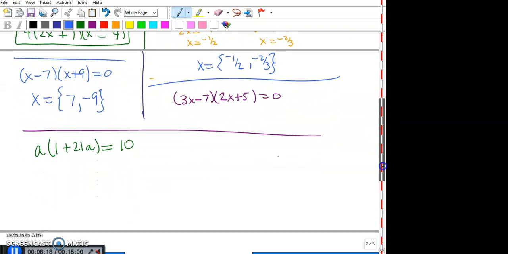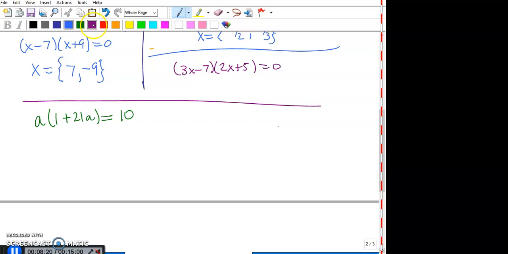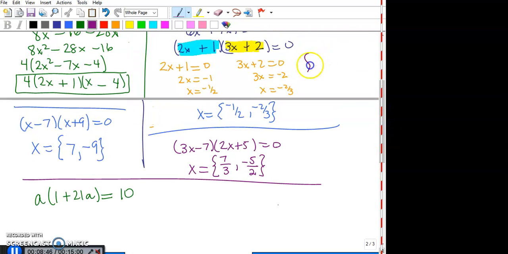Get it a little higher for those of you in the back. So here's this purple one. What's my solution set? It's equal to 0 and it's factored. Positive 7 over 3, because if we set up that equation, we'd move the 7 over and then we'd have to divide by the 3. The other solution? Negative 5 over 2. That's going to happen every time, so you don't have to write all of this stuff out, because this is what happens every time. Okay?